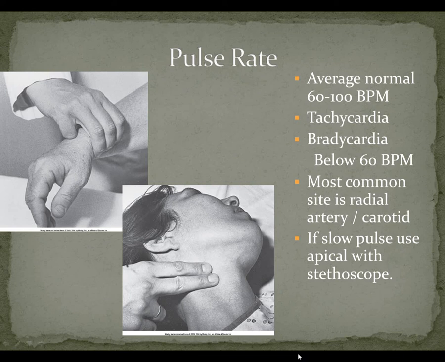And on this slide, I've given you average pulse rates for an adult. 60 to 100 beats per minute is average for an adult. Anything below 60 would be considered bradycardia.